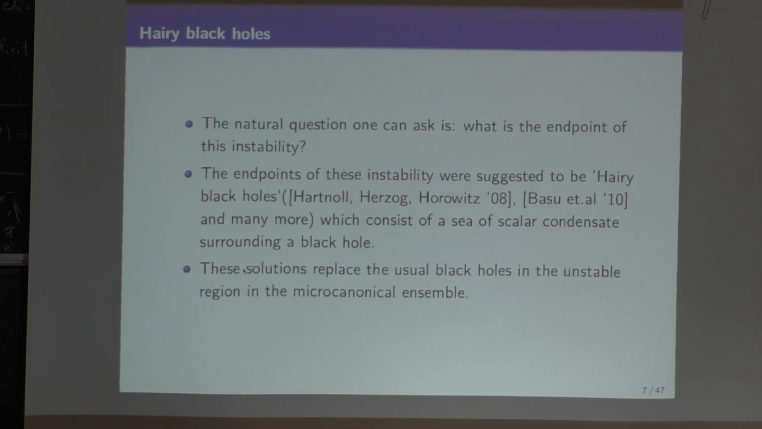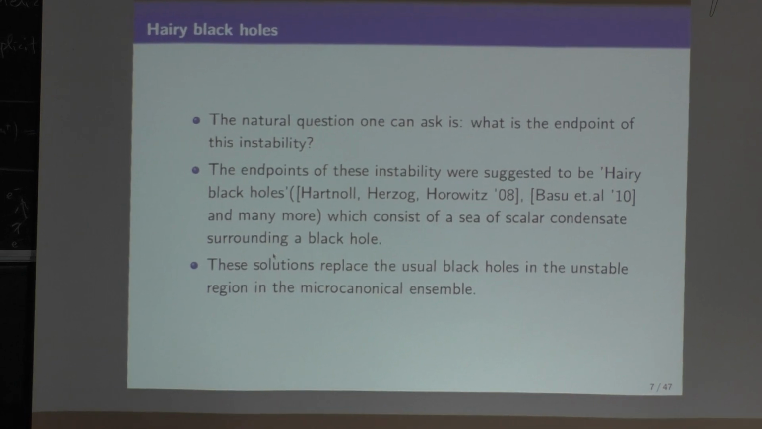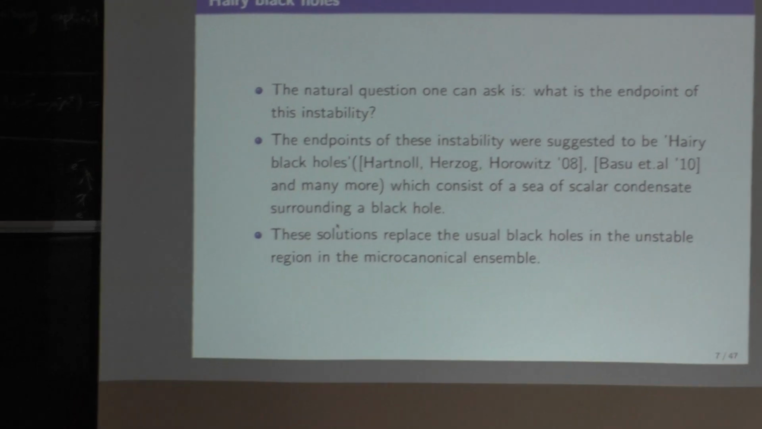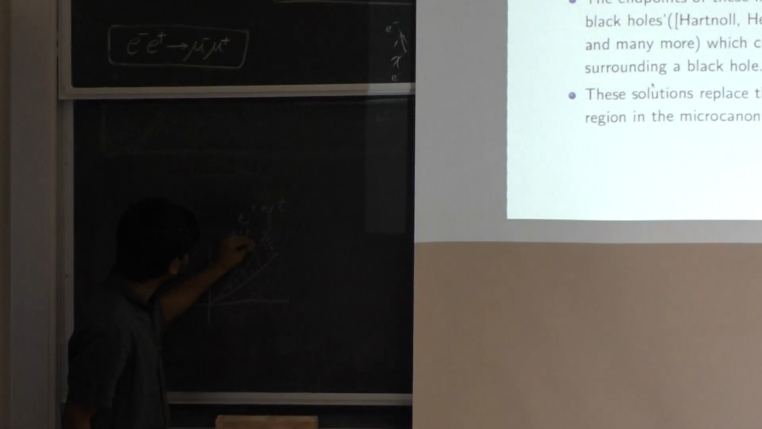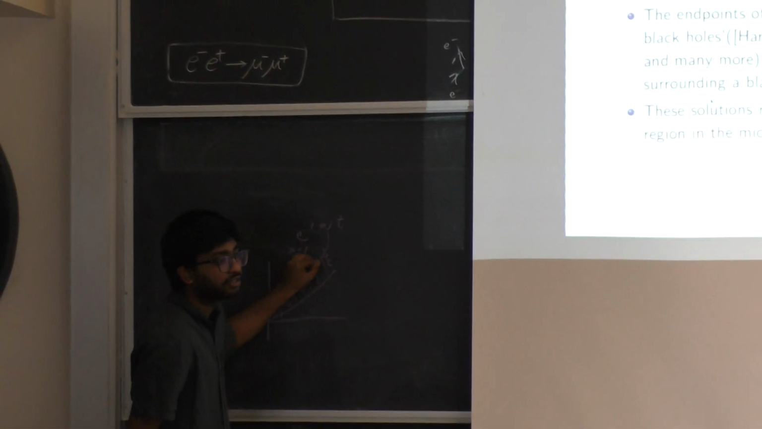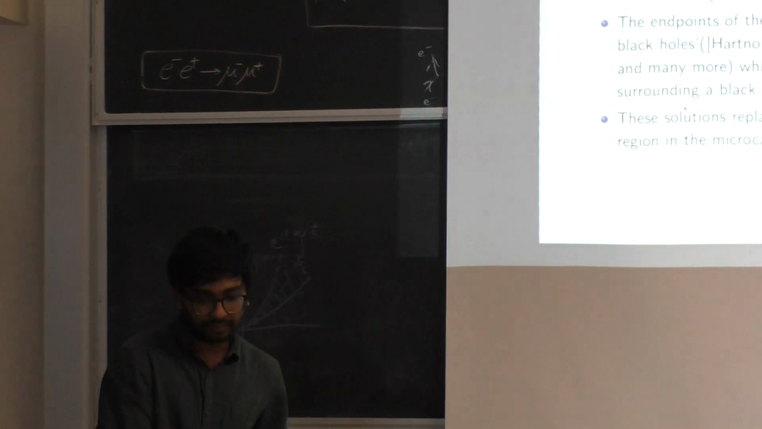Okay. And in the microcanonical ensemble, you basically replace the pure black hole solutions with these solutions, and these solutions actually exist all the way to the unitarity bound. So all this region is completely filled by these hairy black hole solutions. And notice that previously there were no solutions between the extremality and the unitarity bound. Okay.